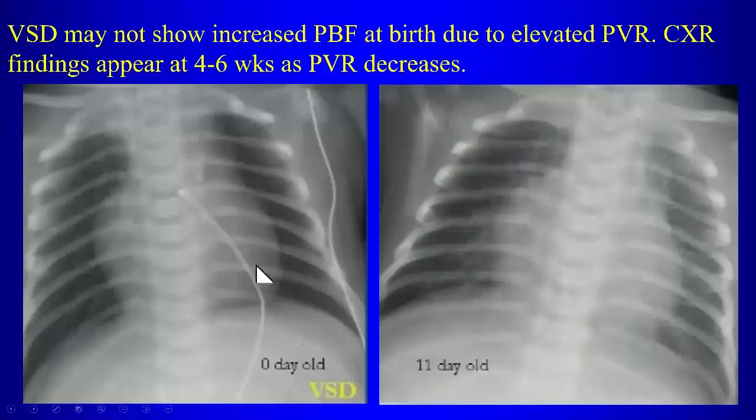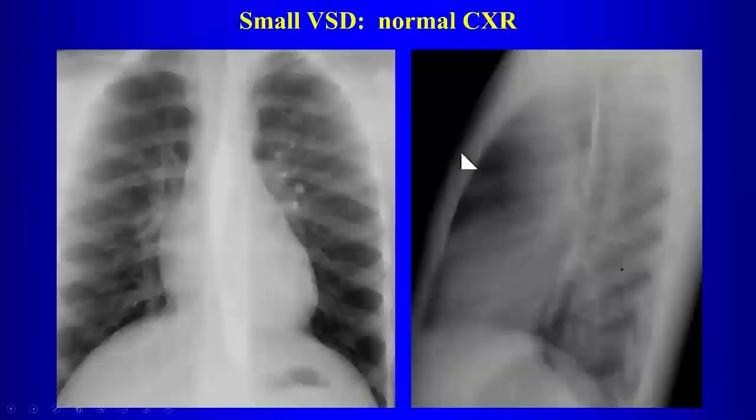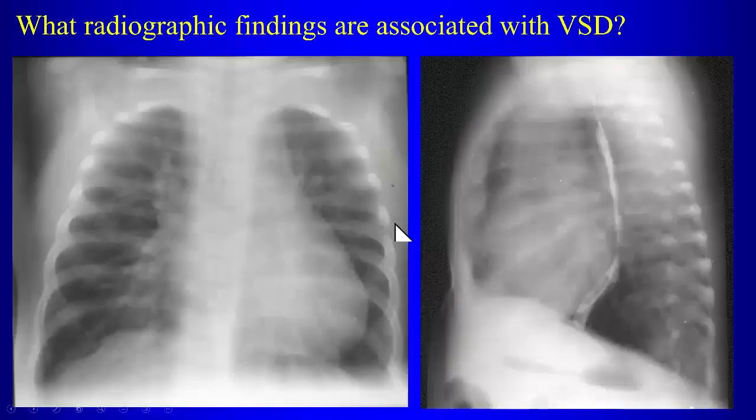So here's a newborn with a VSD and the pulmonary vasculature looks okay, but as the pulmonary vascular resistance starts to drop in the newborn period, now you start to get the manifestations of the left to right shunting. So at 11 days, you can see now that there's pulmonary overcirculation from the left to right shunting, okay? A small VSD is not going to produce any radiographic findings, so that's why we're not surprised if they tell us there's a VSD on echocardiography, but the chest x-ray looks perfectly normal, all right?